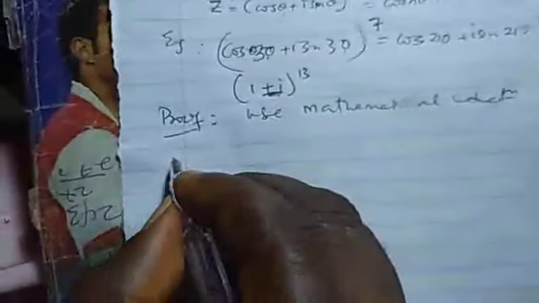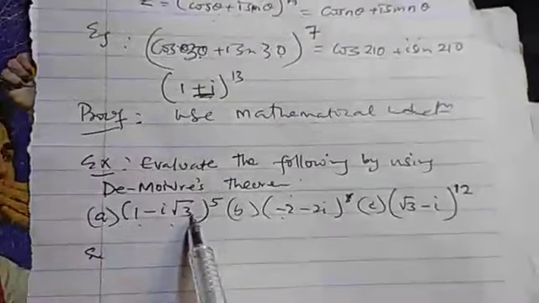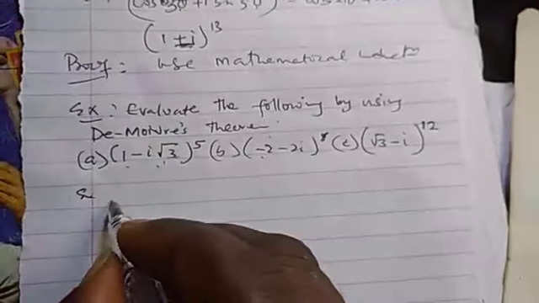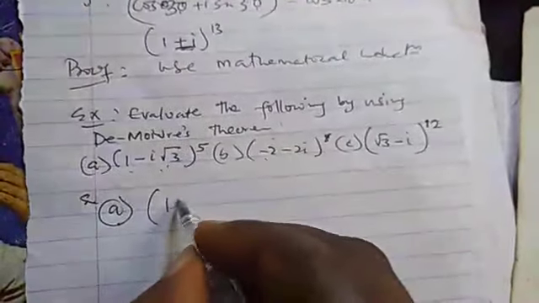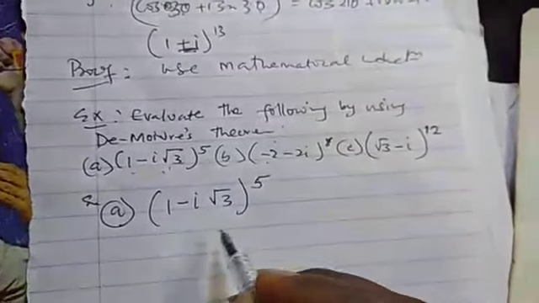This is another proof. Let's now consider the application of De Moivre's theorem. So it will be another example. Evaluate the following using De Moivre's theorem. This, and this. De Moivre's theorem cannot be applied here unless we express it in polar form. And thank God I've taught how to express in polar form.